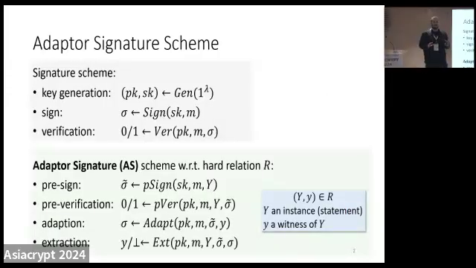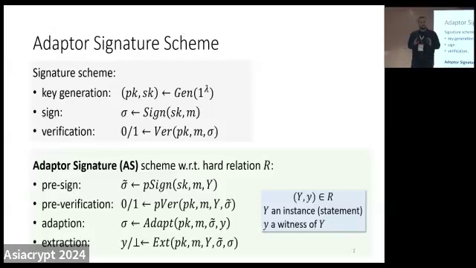So first, let's start by seeing what an adapter signature scheme consists of. An adapter signature scheme is basically 7 algorithms. The first 3 of them are those of a regular signature scheme. We have the key generation algorithm that takes a security parameter and outputs a public key and a secret key. We have the signing algorithm that takes the secret key and the message to be signed and outputs a signature. And the verification algorithm, which takes the public key, the message, the signature, and outputs a bit.